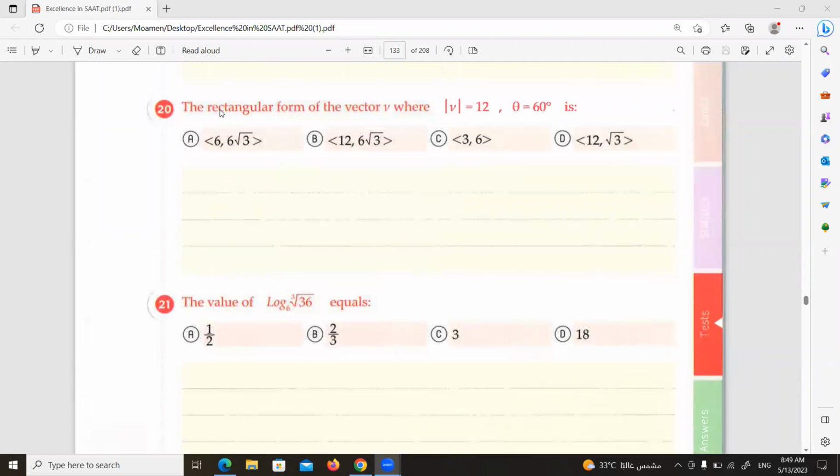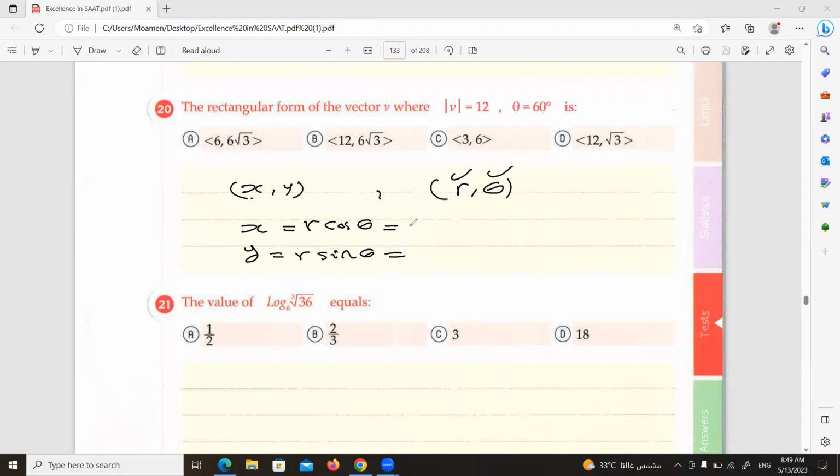We're going to number 20. The rectangular form of the vector V, where the magnitude of V equals 12 and theta equals 60. We said that the rectangular form is X and Y, and the polar form is R and theta. He gave me R and theta, and he asked me about X and Y. So X equals R cosine theta, and Y equals R sine theta. So R cosine theta means 12, the value of R, cosine 60. And here will be 12 sine 60.